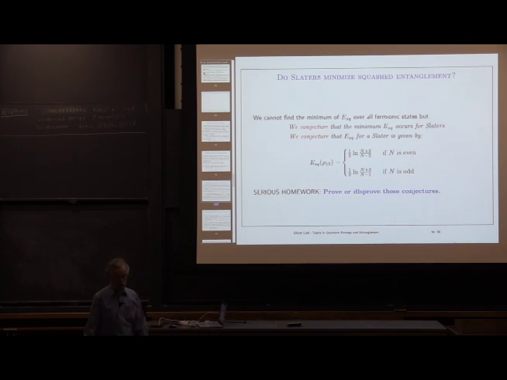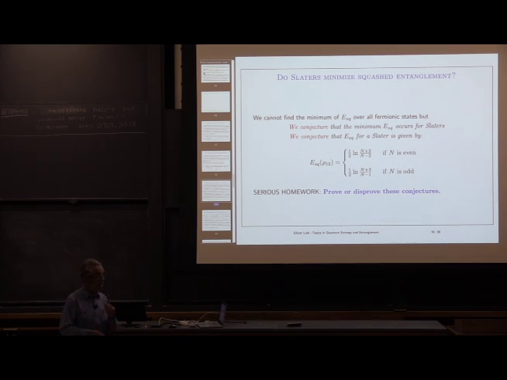Okay, so now let's talk about squashed entanglement. That was the second definition I gave. And here's a bunch of conjectures. We don't know the answer, so if you want to write a paper on this subject, here's your opportunity. I think everybody should go home with a problem. So here's a problem. We conjecture that the minimum squashed entanglement occurs for Slaters, just as the entanglement of formation did. We don't know how to prove that. We conjecture that the squashed entanglement for Slater is given by this formula. We don't even know how to compute the squashed entanglement for a Slater.